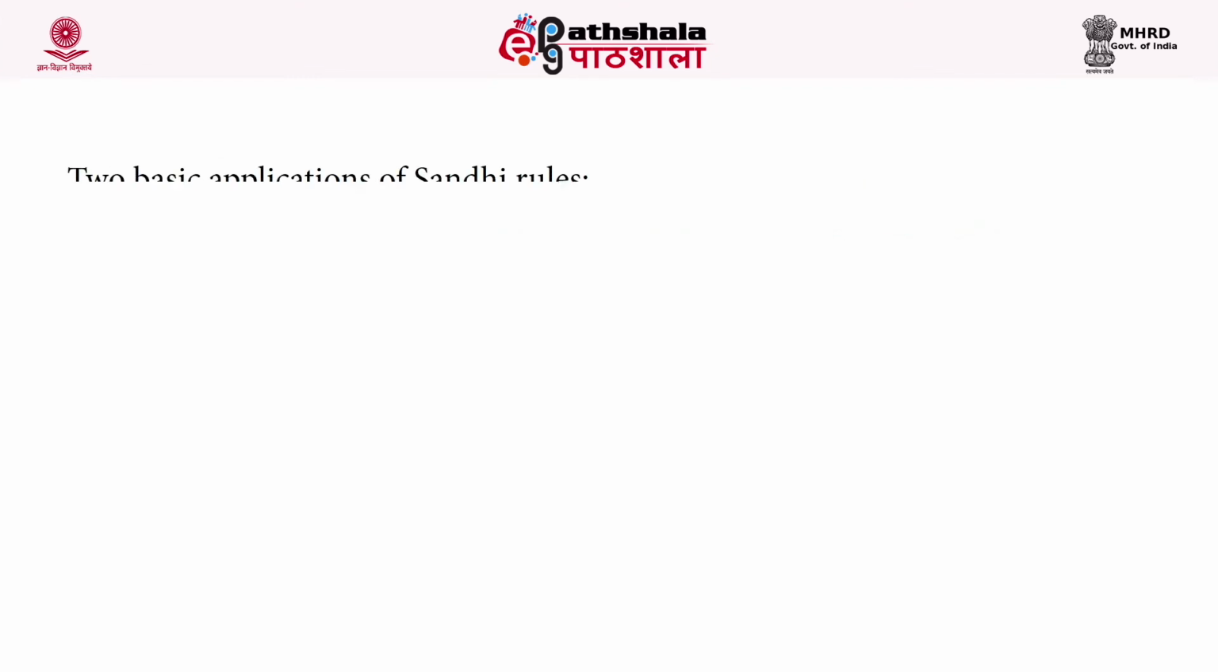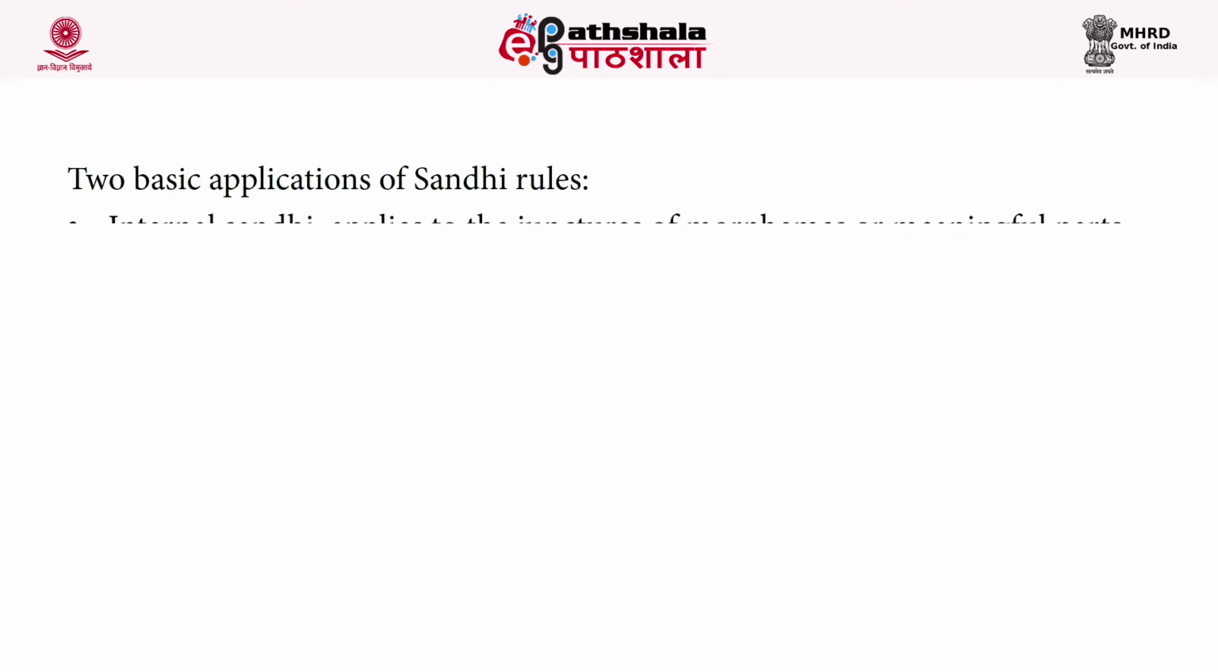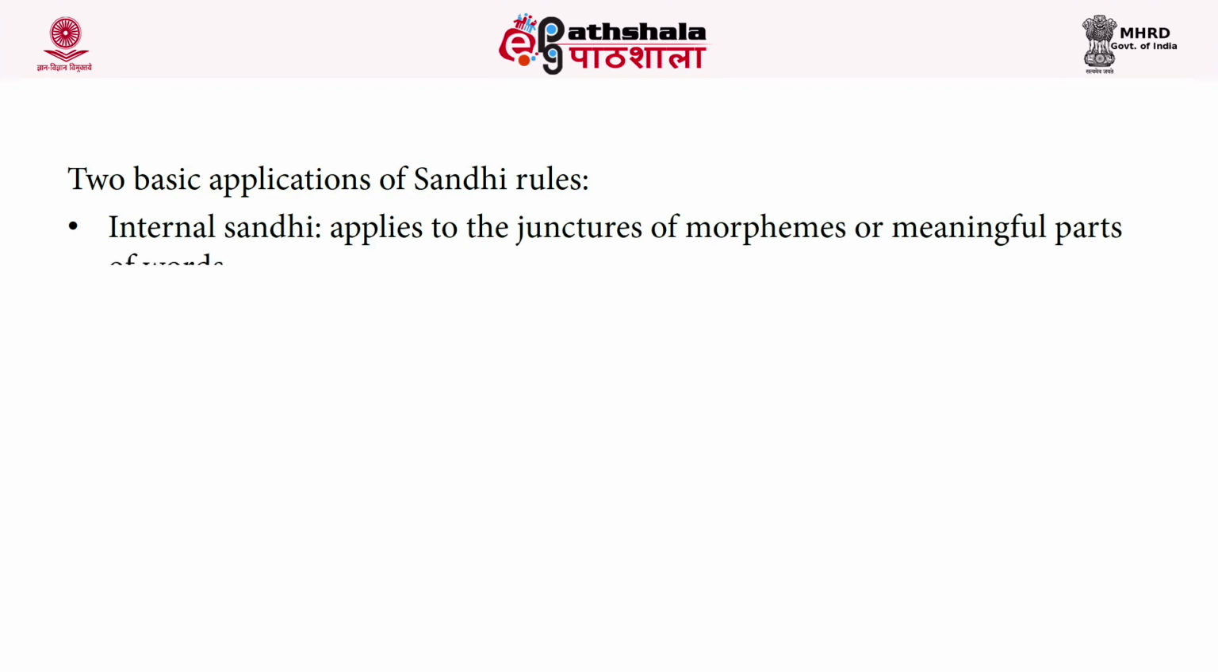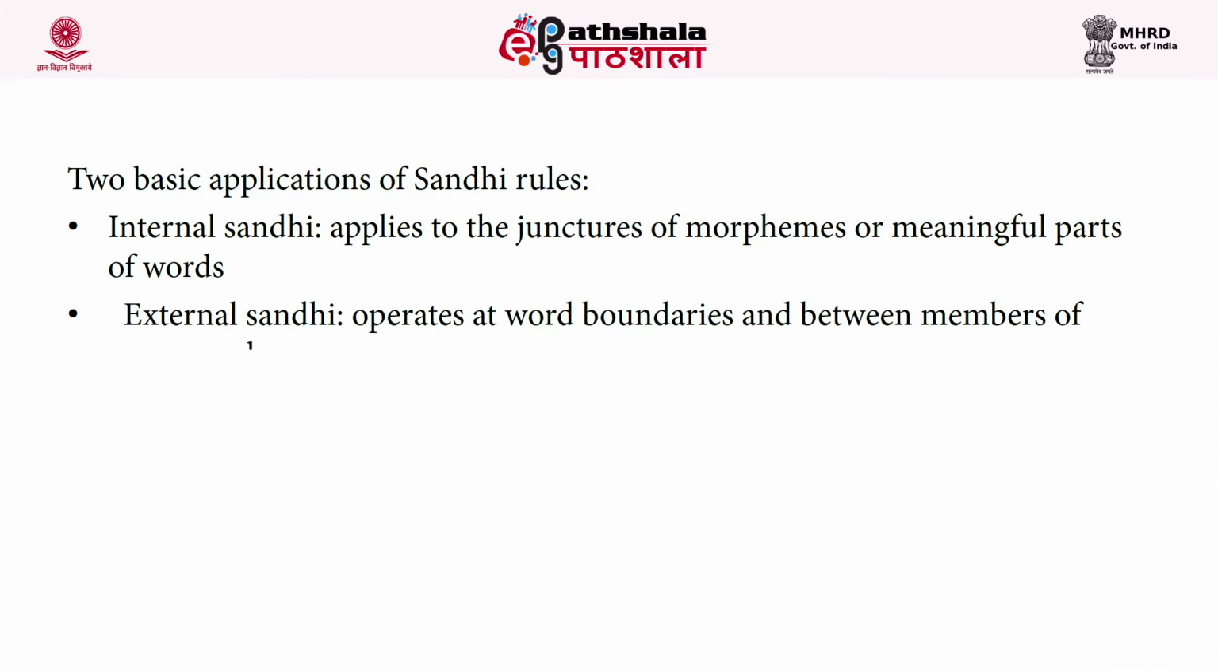There are two basic applications of Sandhi rules, depending upon the conditions under which the sound changes take place. The first one is called internal sandhi and the second one external. Internal sandhi applies to the junctures of morphemes or meaningful parts of words. In other words, internal sandhi occurs when affixes are added to verbal roots or nominal stems or to other suffixes.